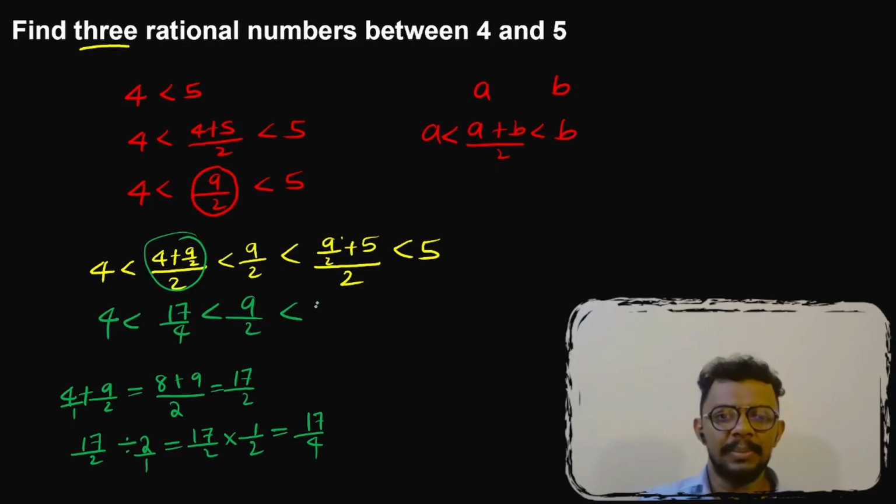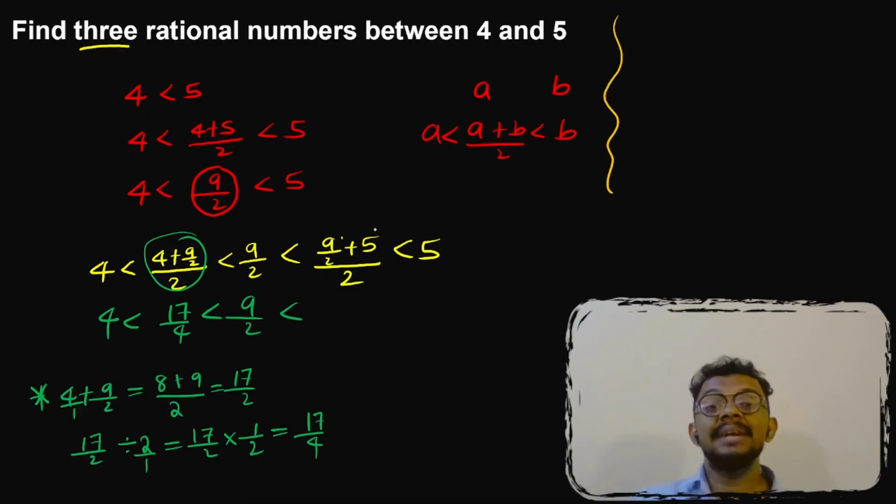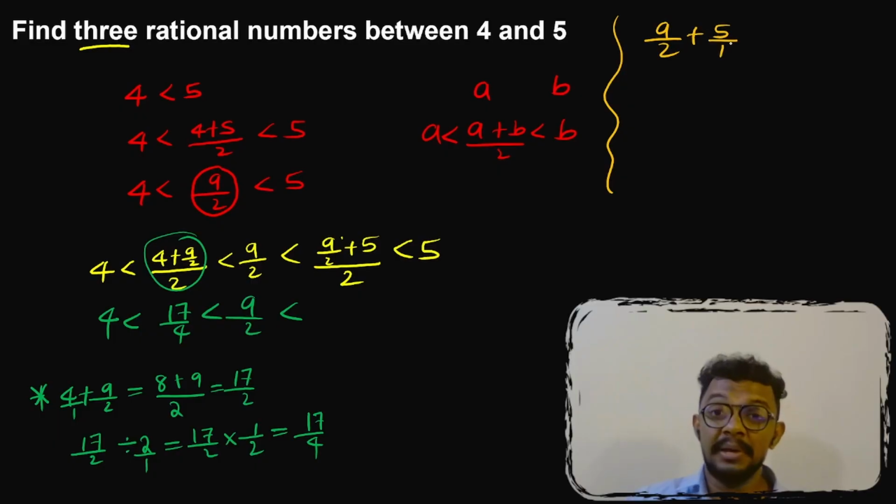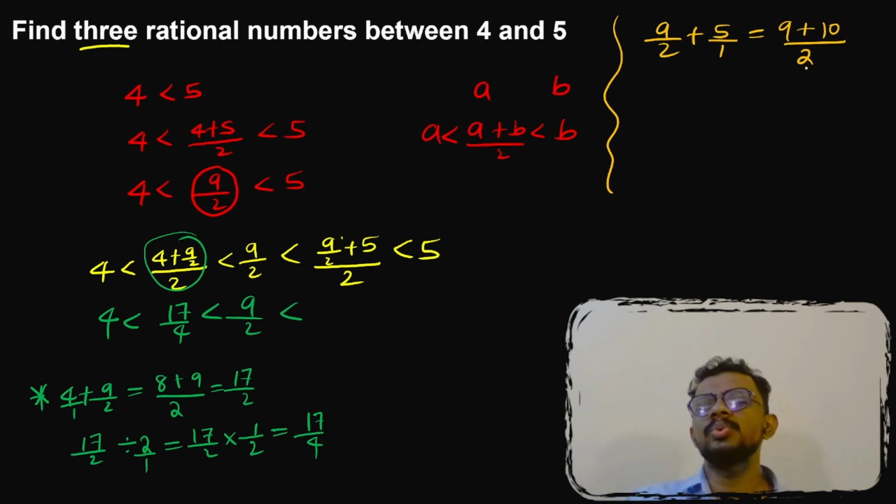We need one more. I should calculate that one too. What is 9 by 2 plus 5 first? For understanding, I am writing 5 as 5 by 1. Any number I can write as that number by 1. The method is cross multiplication: 9 into 1 is 9, plus 5 into 2 is 10, all divided by 2 into 1, which is 2. The answer is 19 by 2.